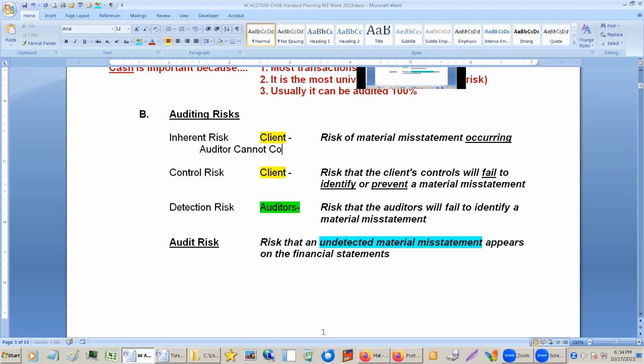Control is being a bad thing. Cannot change. How about this? So the auditor cannot change. Now they can change their assessment of it, but they can't actually change what it is. And same thing here.